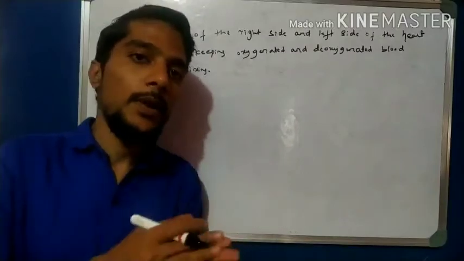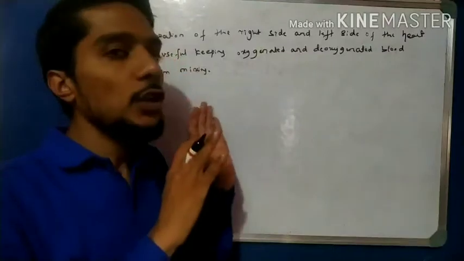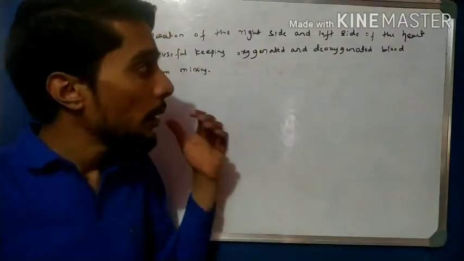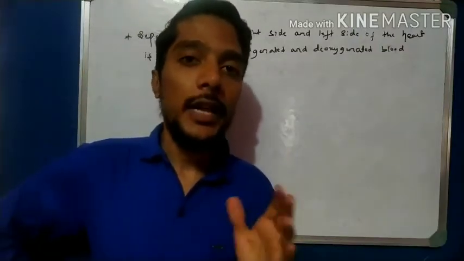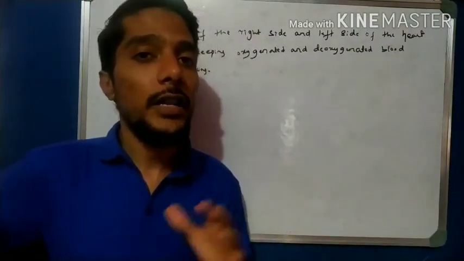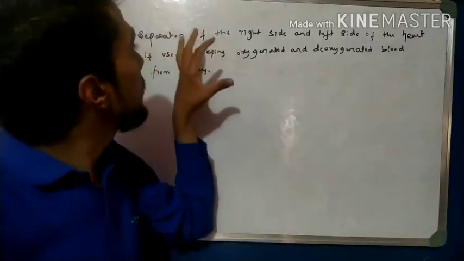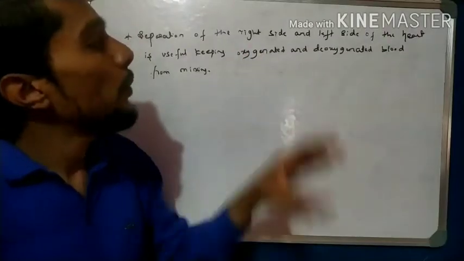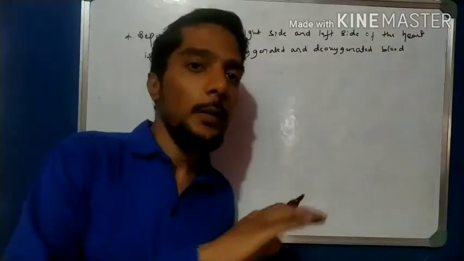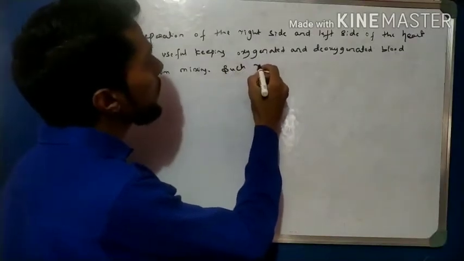Because the role of the septum, the dividing wall, is to avoid the mixing of pure blood and non-pure blood, because the higher animals, that is mammals and birds, cannot tolerate mixing of the pure and impure blood, right? So that is why the separation of the right side and left side of the heart is useful for keeping oxygenated and deoxygenated blood separately.